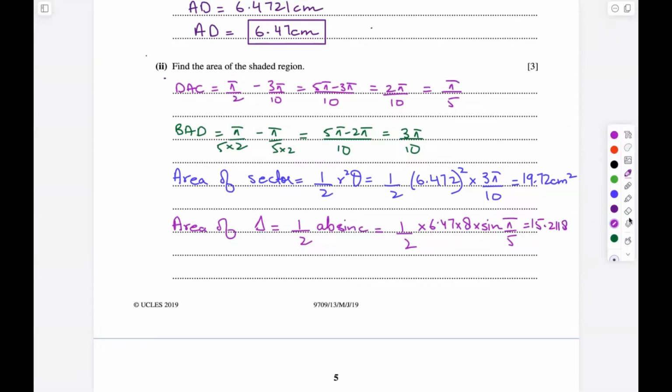15.212118, and the total area of the shaded region will now be 19.72 plus 15.2118. Adding these, this will become 34.93 centimeter squared. And as we have to give our answer to three significant figures, the final answer will be 34.9 centimeter squared.